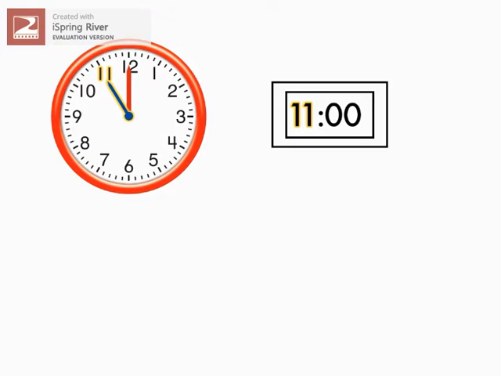Guide students to see that the number the hour hand points to on the analog clock always matches the number before the colon on the digital clock. That number tells the hour.